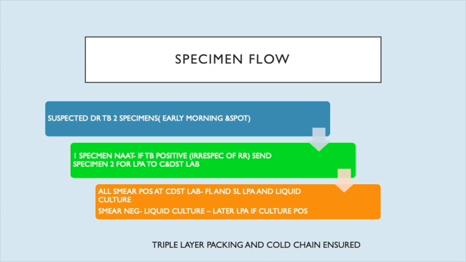So how do we go with the flow? If it's a suspected patient, take one early morning and one spot sample. The first sample is to be sent for NAAT. If NAAT says that TB is positive, whether or not it's rifampicin resistance, you send specimen number 2 for LPA to a culture lab. For all smear positive patients at the culture lab, first line, second line LPA has to be applied and liquid culture has to be done. But if they are smear negative, then do a liquid culture and later do an LPA. And all the samples are to be sent in triple layered packing and cold chain has to be ensured.